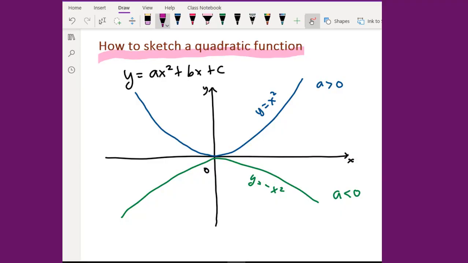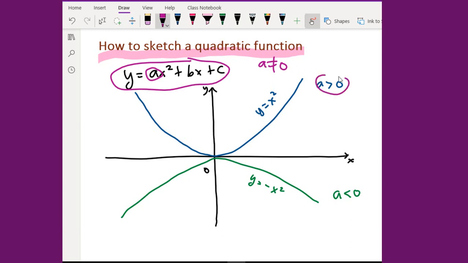Going to teach you how to sketch a quadratic function. This is the general form for a quadratic function. Given that it is quadratic, we have to check a. A is supposed to be not equal to 0. When a is equal to 0, it cannot be called quadratic.